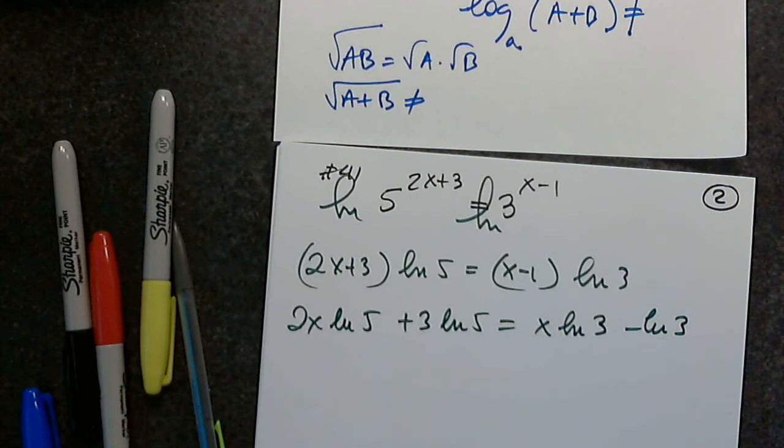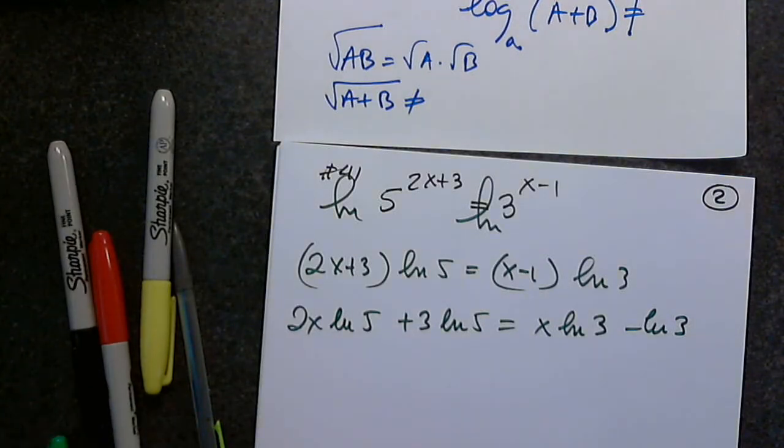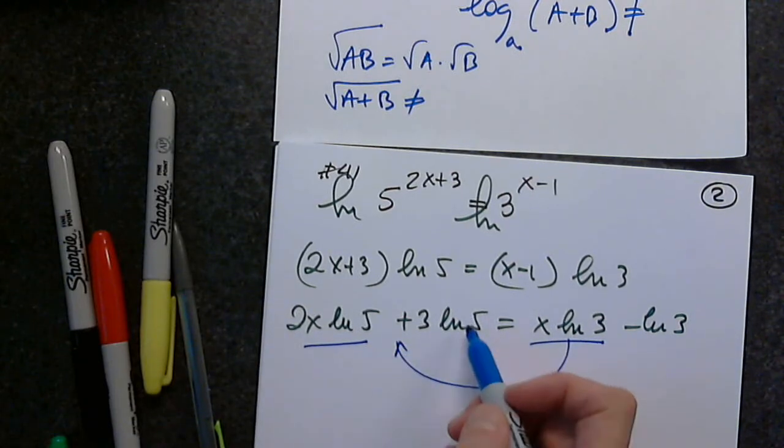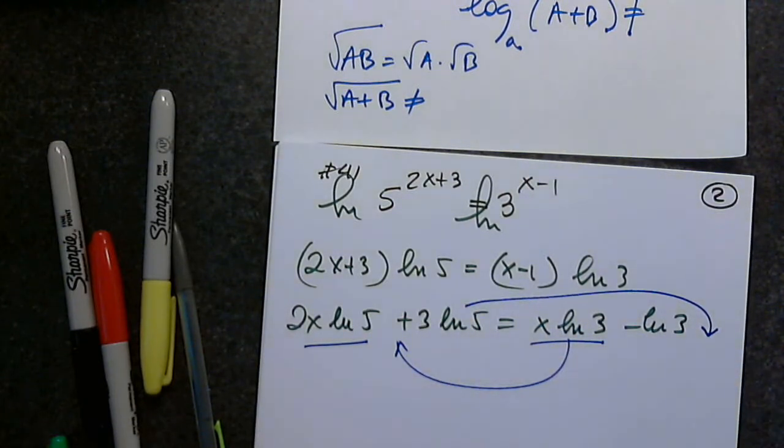And now I have to have the terms with x only on one side, not on both, and move terms without x to the other side. This is a linear equation. It's not a log equation. There's no x inside a log. This is just linear. So I see this term with x and this term with x. They have to be on one side. I see this term with no x. It has to go to the other.